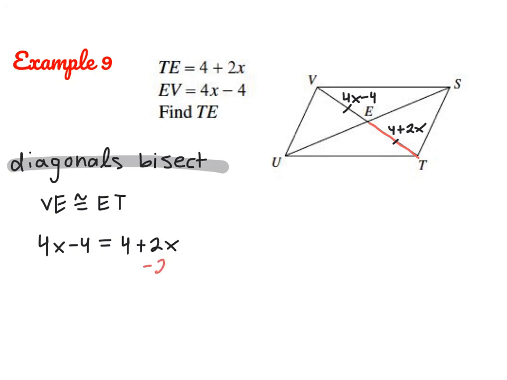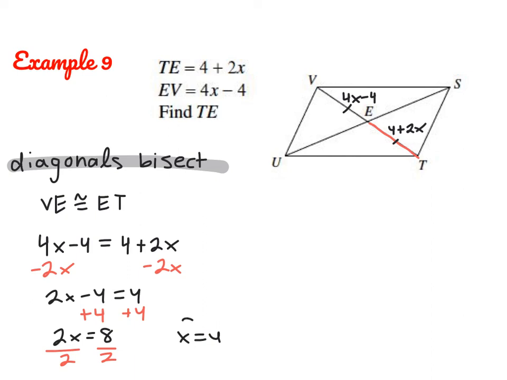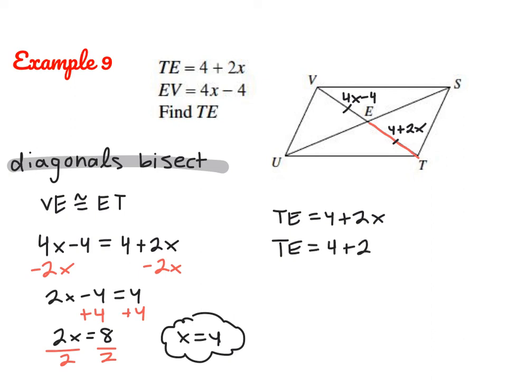So here I'm going to subtract 2x from both sides. I'm going to add 4 to both sides and divide by 2 on both sides. So we get x equals 4. But once again, we weren't asked to find x. We were asked to find TE. We were told that TE is 4 plus 2x. So all we have to do is a little bit of substitution for x. And we get TE equals 12.